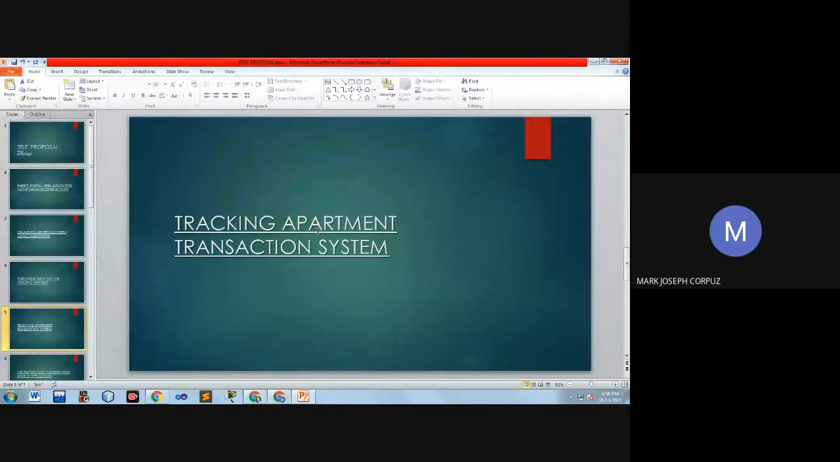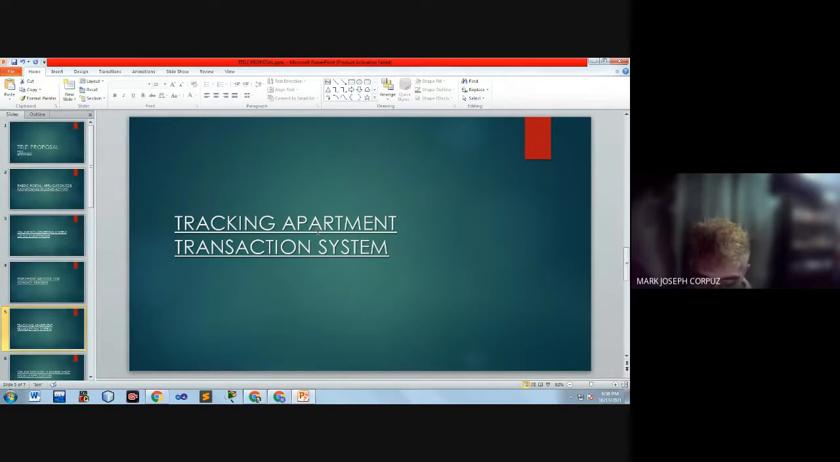Tracking apartment transaction system. This system can help the management of the apartment be easier and more secure because the owner will list all the records through a computer, instead of handwritten records, which may cause data loss, unlike computer records. It is more secure because it has a database.